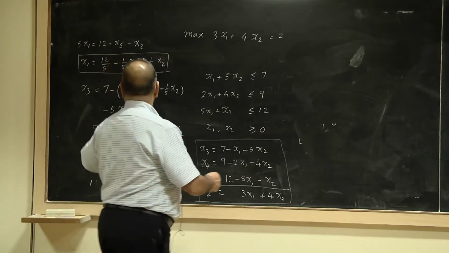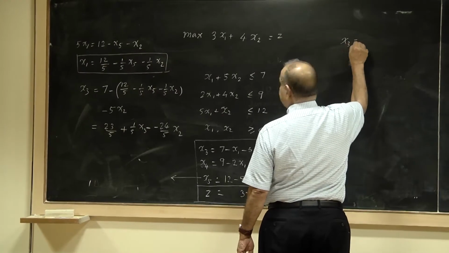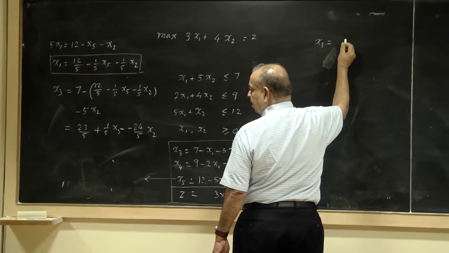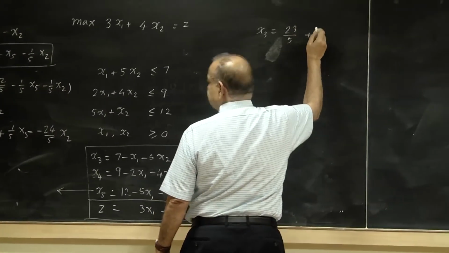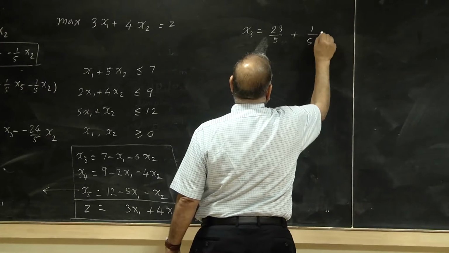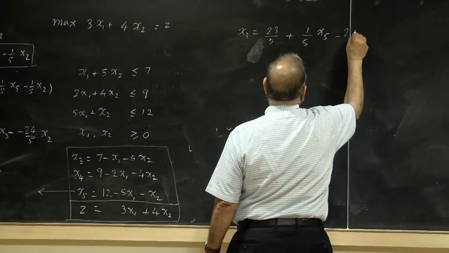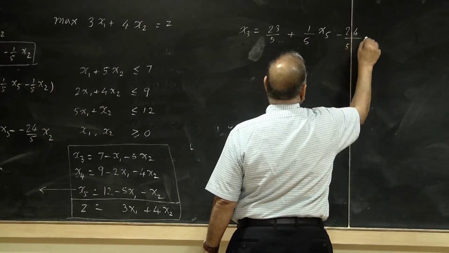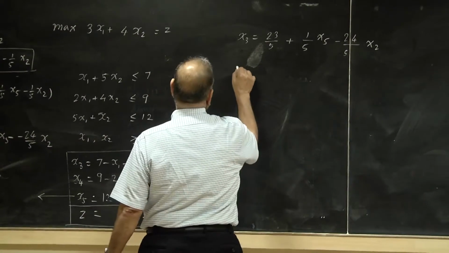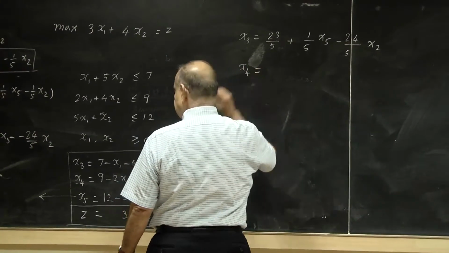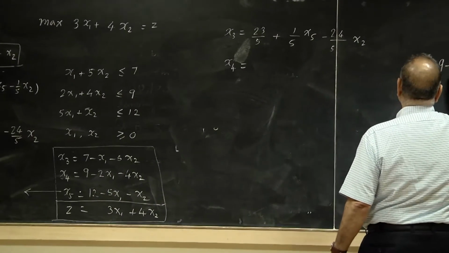So, I'm now going to write down these equations as x3 as 23 over 5 plus 4 over 5 x5, 24 over 5 x2. And then I have to do the same thing with x4. x4 is, I will do this here, 9 minus 2.